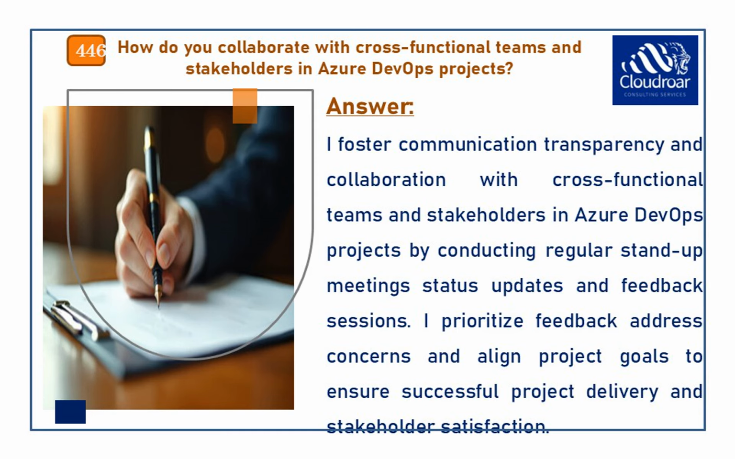Question 446. How do you collaborate with cross-functional teams and stakeholders in Azure DevOps projects? I foster communication, transparency, and collaboration with cross-functional teams and stakeholders in Azure DevOps projects by conducting regular stand-up meetings, status updates, and feedback sessions. I prioritize feedback, address concerns, and align project goals to ensure successful project delivery and stakeholder satisfaction.